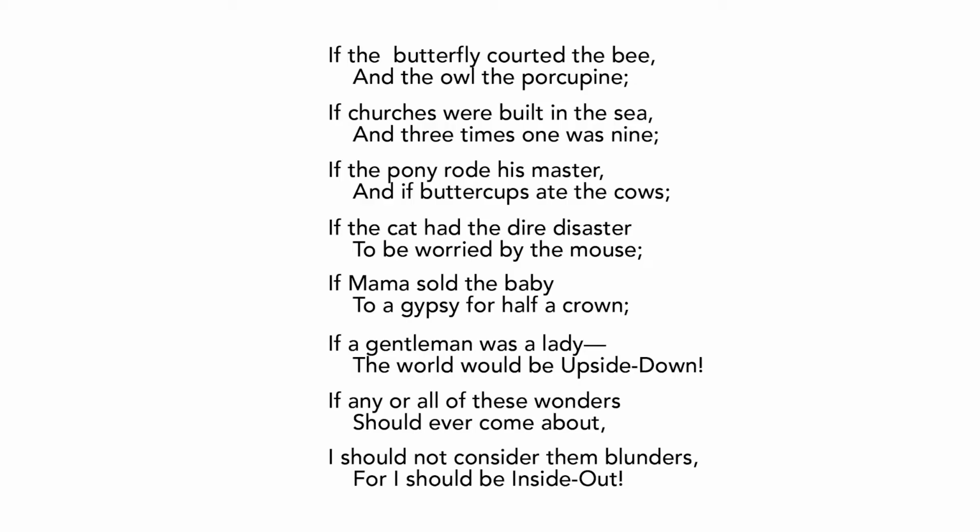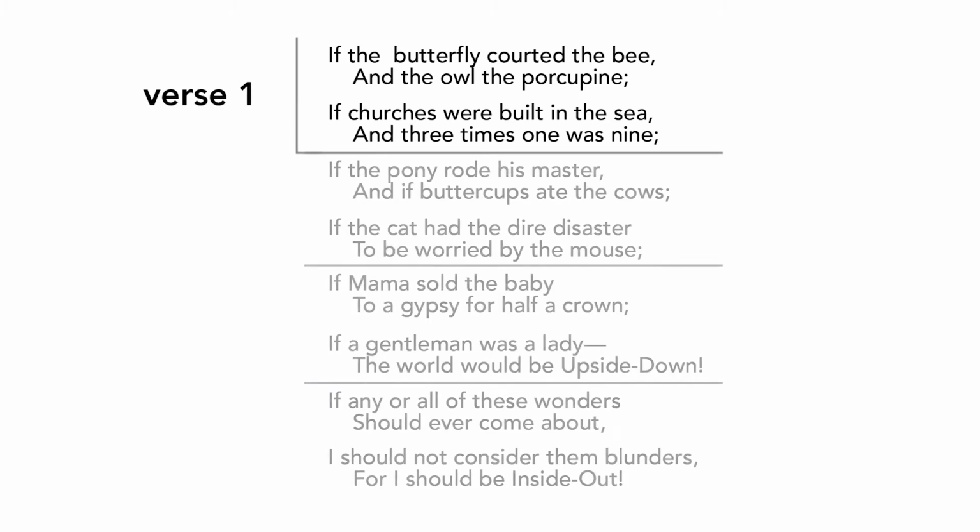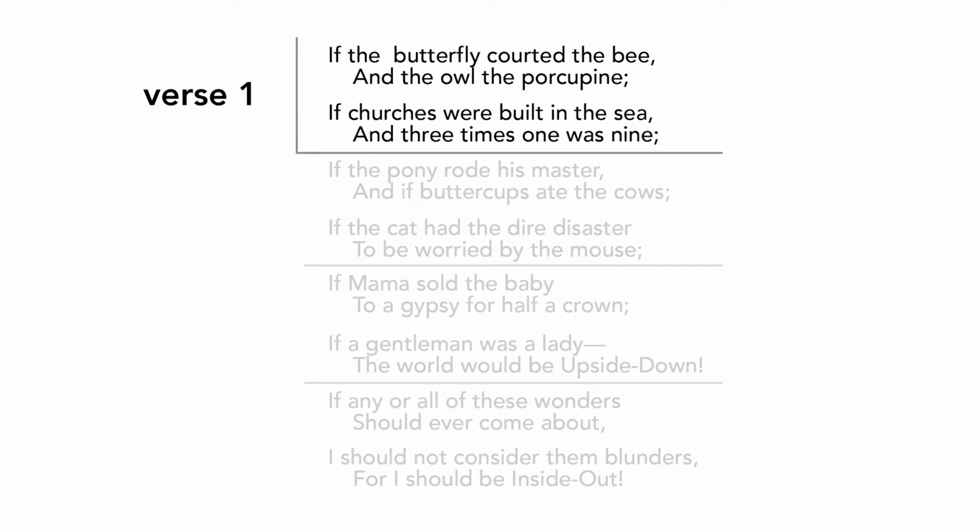She started with the original poem and then basically broke it into units, where the first lines became verse 1. If the butterfly courted the bee and the owl the porcupine, if the churches were built in the sea and 3 times 1 was 9, that became verse 1.